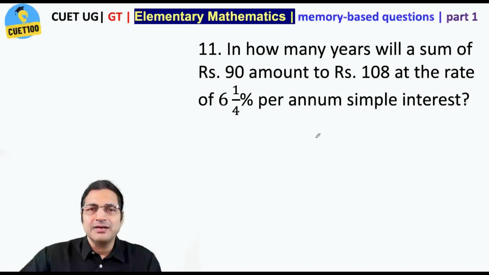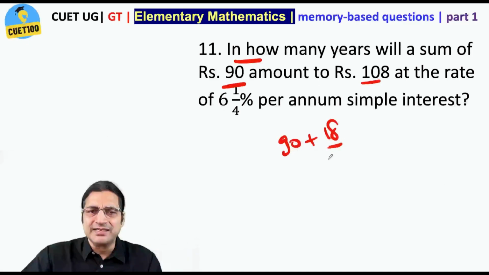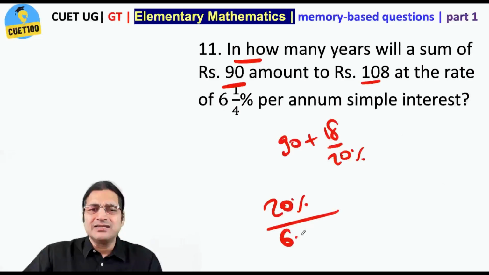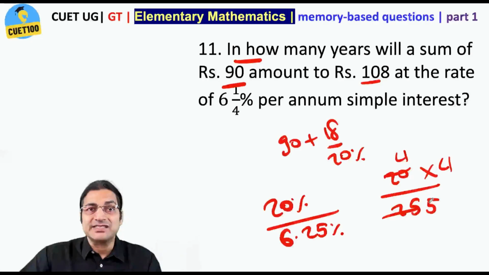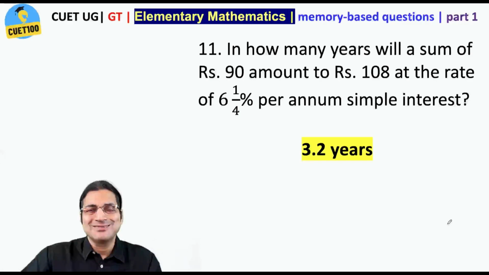Okay. All right. In how many years will a sum of rupees 90 amount to rupees 108? 90 is becoming 108. So that is an increase of 18 rupees. It is 1/5 of 90. So 20% increase, okay, at the rate of 6.25% per annum. So 20% divided by 6.25%. That is the value that you need to get, right? So this is 20 and this is 25 by 4. 25 here, 4 will go here, 5 times, 4 times. So this is 16 by 5, that is 3.2. Any doubt? 3.2 years. All right.